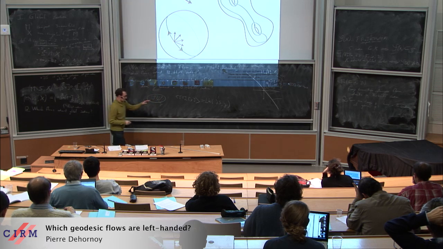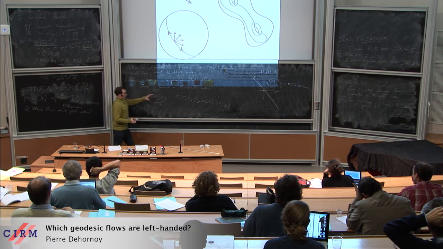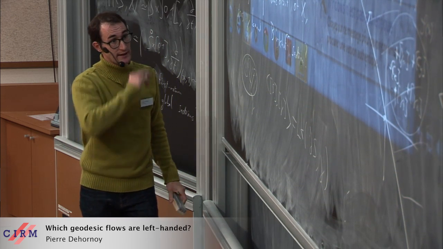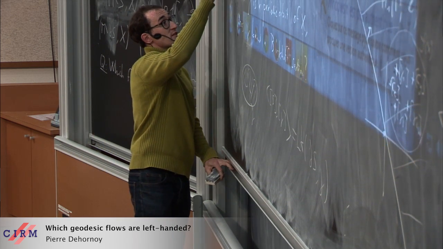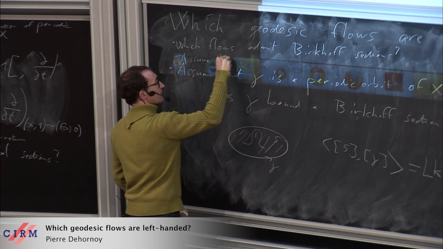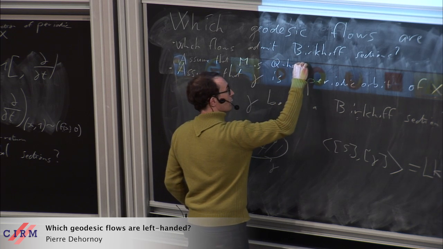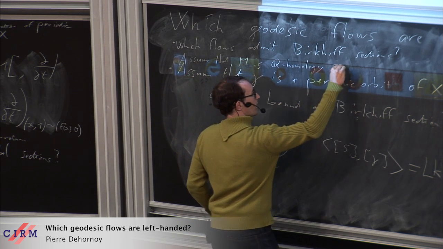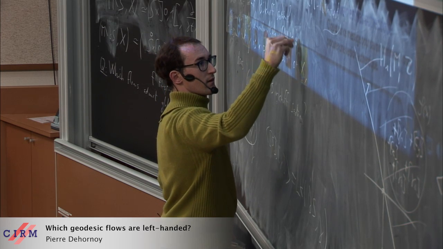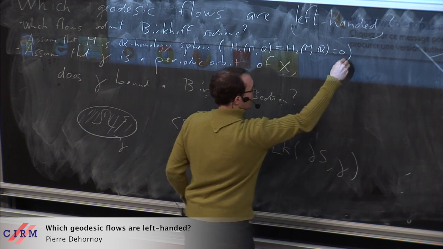So maybe I should define what the linking number is. The linking number is defined in a manifold that is a homology sphere. So here I should add an assumption. We will also assume that M is a homology sphere, so a rational homology sphere, which means no H1, no H2.